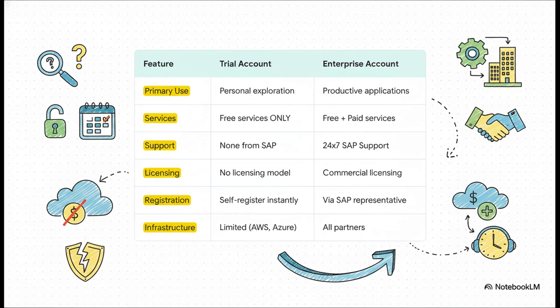Now, look at services. This is a huge one. With a trial account, you get free services only. With Enterprise, you get access to everything, free and paid. And support? With trial, you're kind of on your own. Enterprise, you get full 24/7 support from SAP. And finally, getting started, you can sign up for a trial account yourself, like right now. But an enterprise account, because it has a real commercial license, means you've got to talk to an SAP rep.